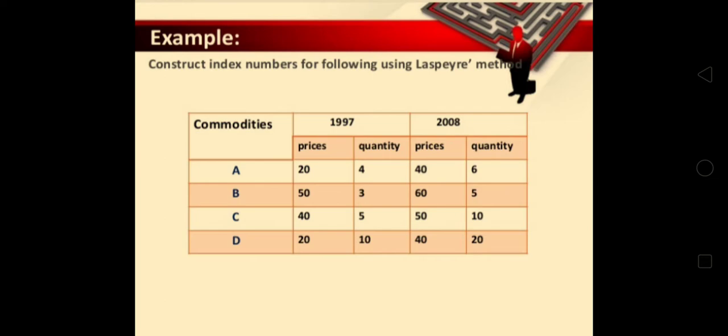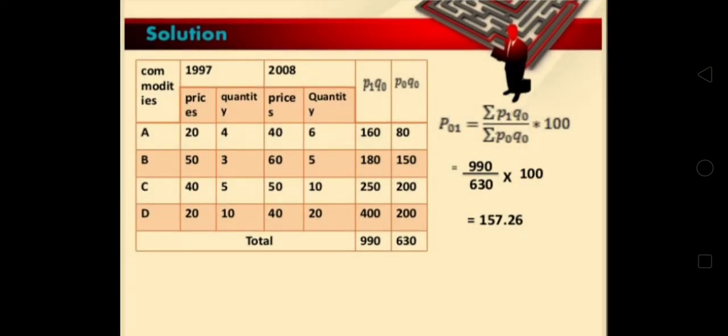Examples here, we can go through this example again. This is the solution, how you can, means up to this the quantities will be given, and we have to get P0 Q0, P1 Q0 and P0 Q0. How can we get this? In the first one, P1 Q0, we take the price of the current year and the quantity of the base year. Multiply both of these and then we will get 160, then 180, 250, then 400. And for the last column we have to convert P0 Q0, price of base year into quantity of base year. This will be the solution, how we can apply this.